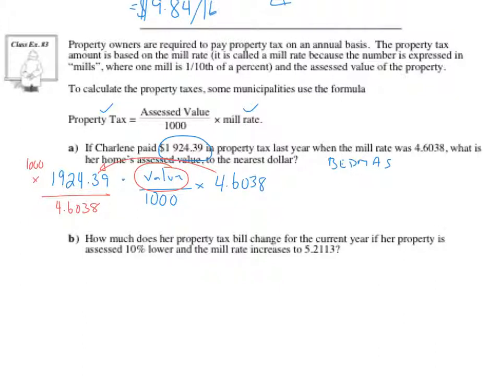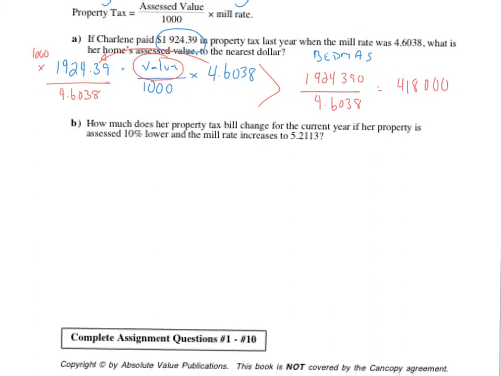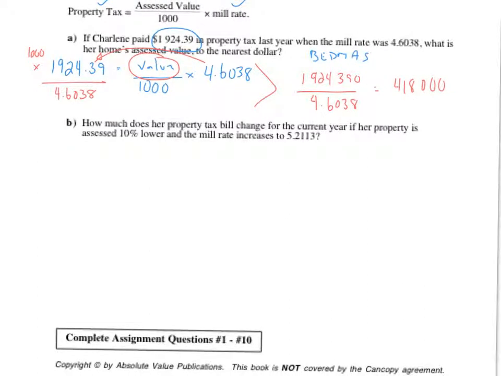So we end up getting 1,924,390 divided by 4.6038, and we get the assessed value of the house at about $418,000. So let's use this value in the next part of the question.